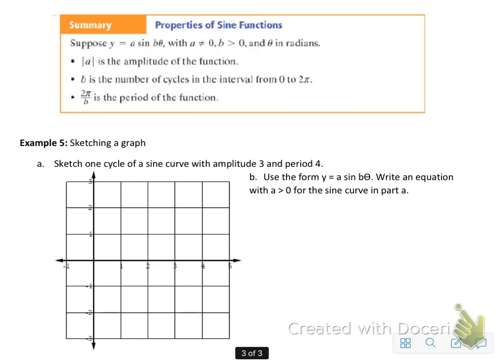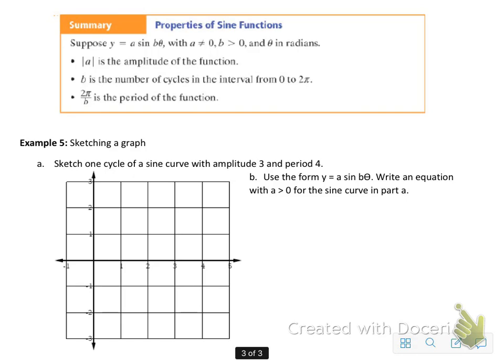B is going to be the number of cycles between 0 and 2 pi, and if it asks for the period, which it will, you take 2 pi and you divide by B. So whatever your B is. All right, because that's going to tell you how long it takes to get from the beginning point back to the beginning point after going through a cycle.